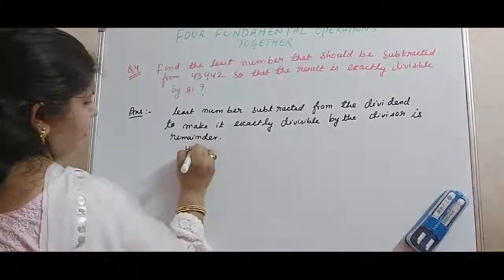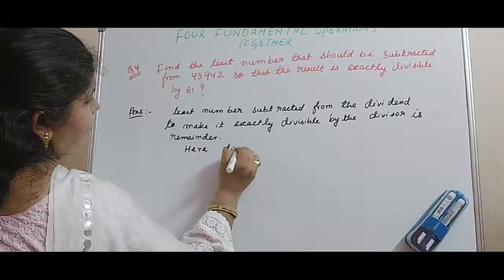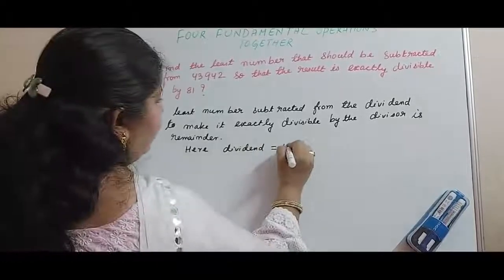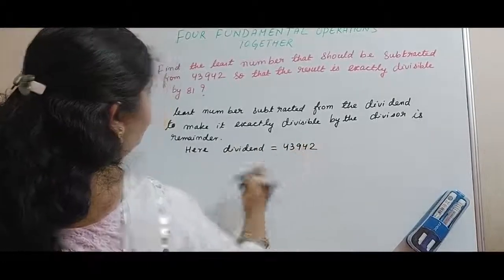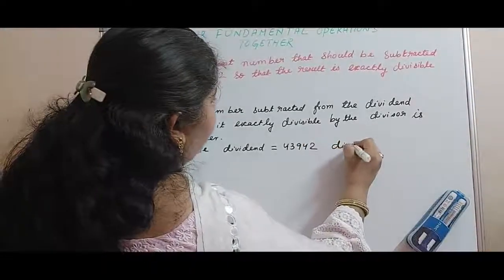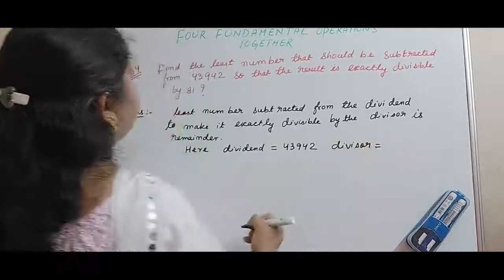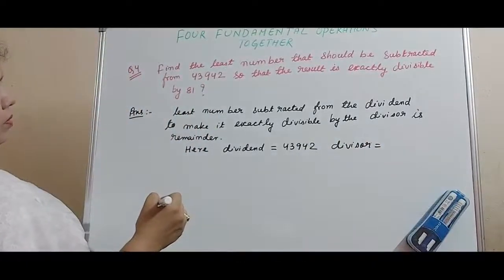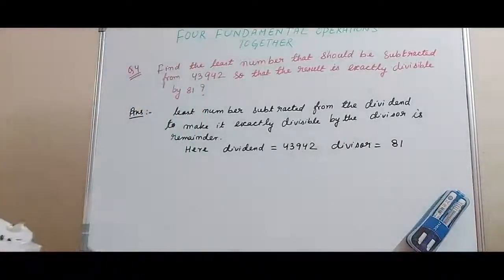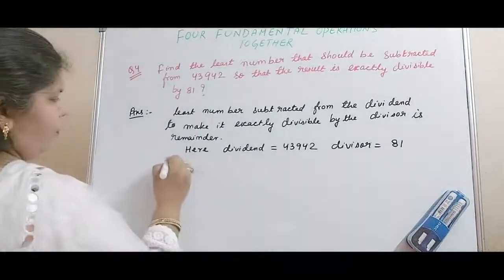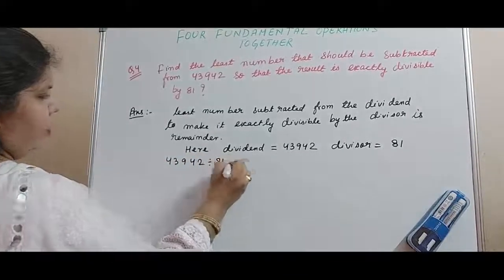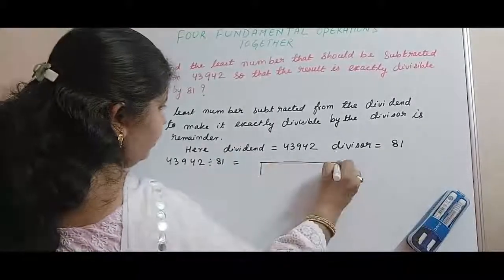Then you will write here dividend equal to 43942. Okay, and divisor is equal to 81. Now we need to take out the remainder. Okay, now 43942 divided by 81 equal to, let us do the division.